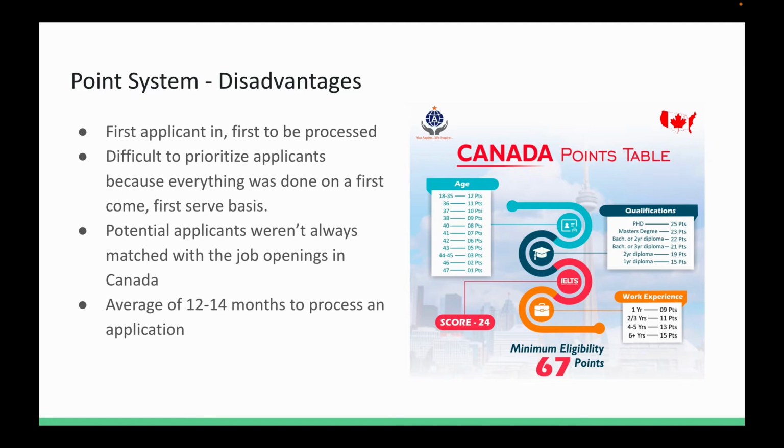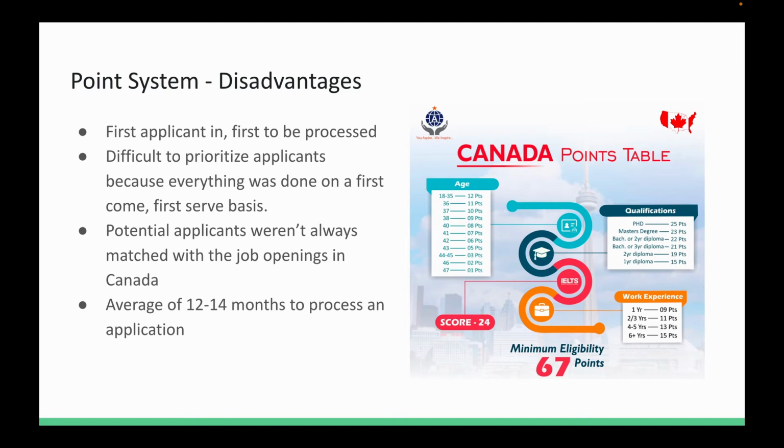The potential applicants, they weren't always matched up with job openings here in Canada, unfortunately. And you're looking at about 12 to 14 months to process just your application. Okay, nothing else. That's only your application. So you are waiting in your home country waiting to come to Canada, and you're waiting over a year for that process just to be looked at.